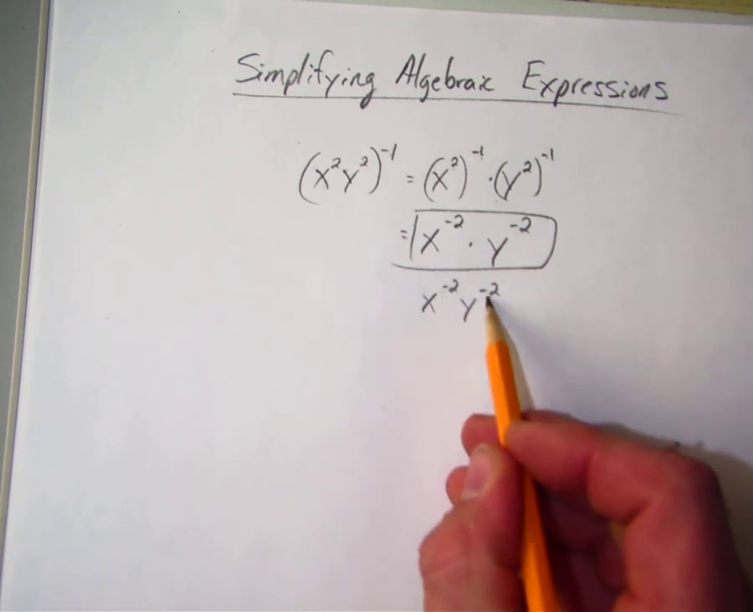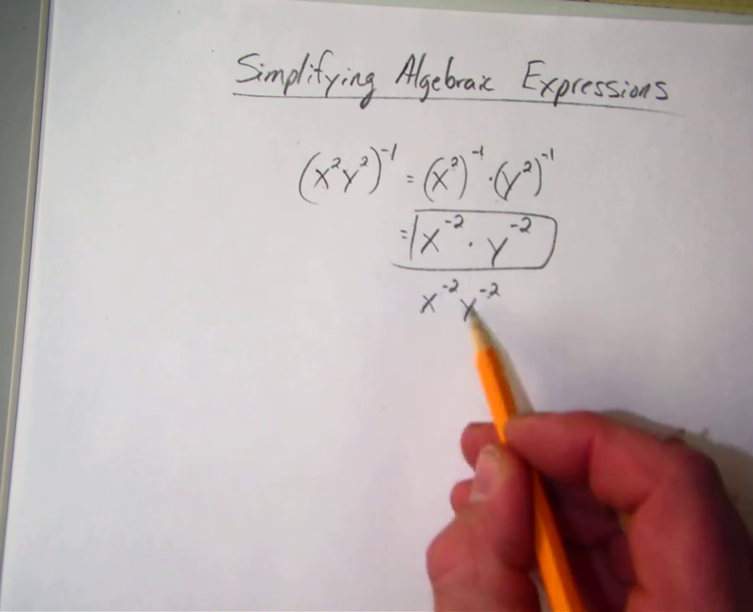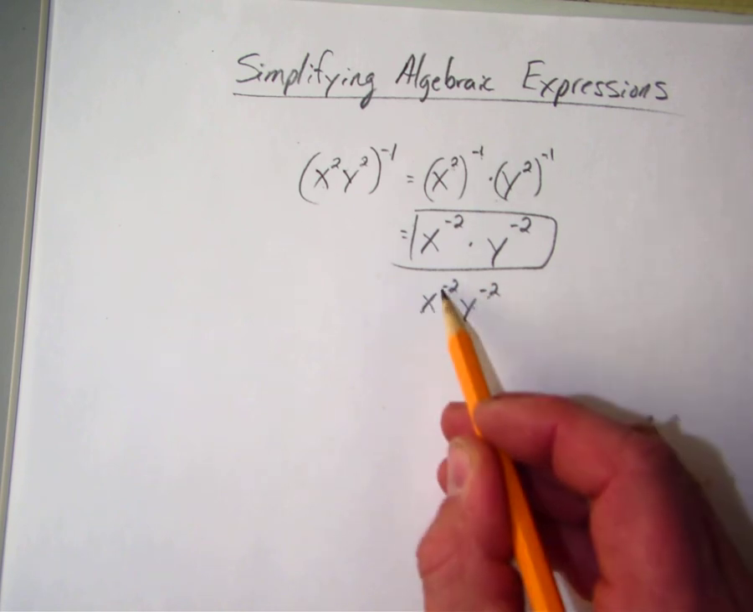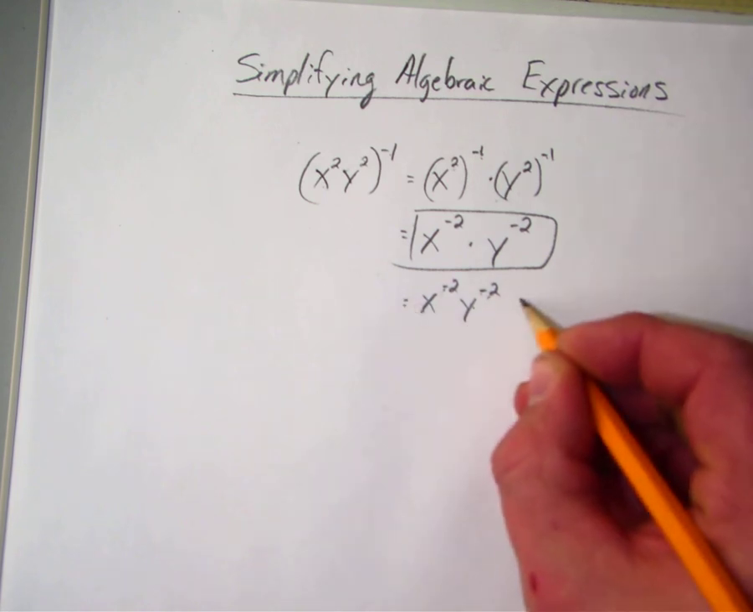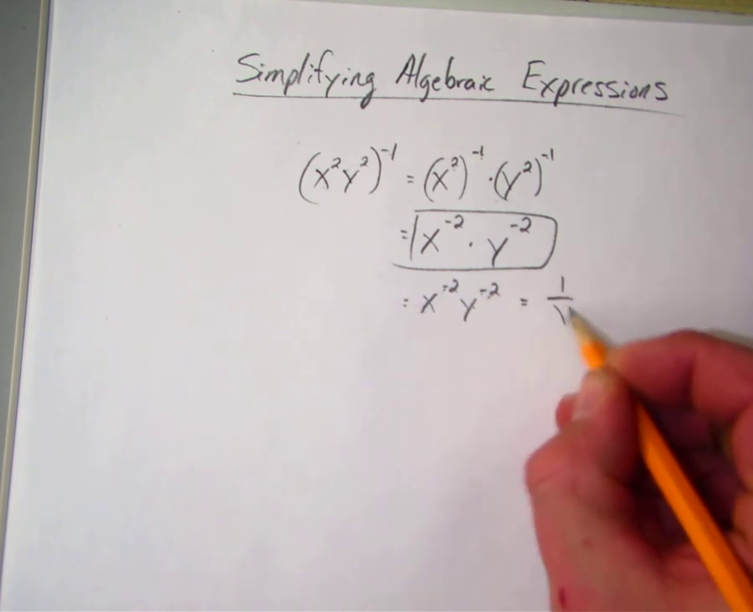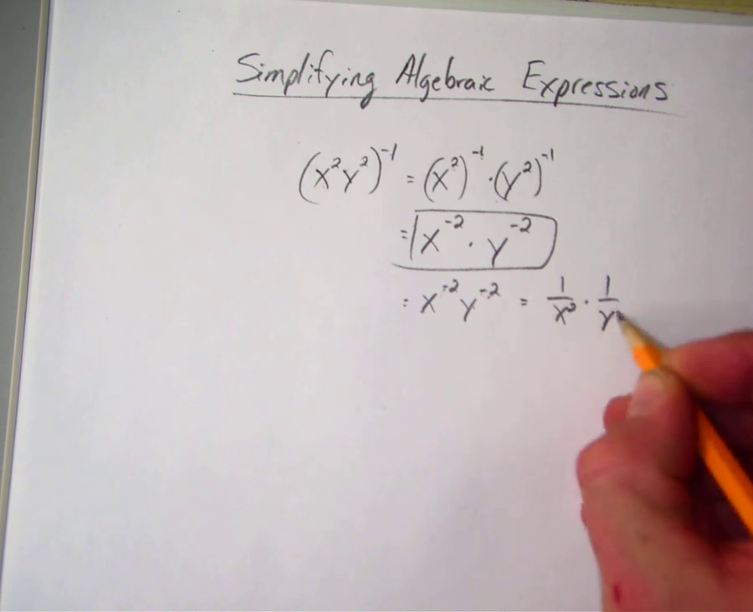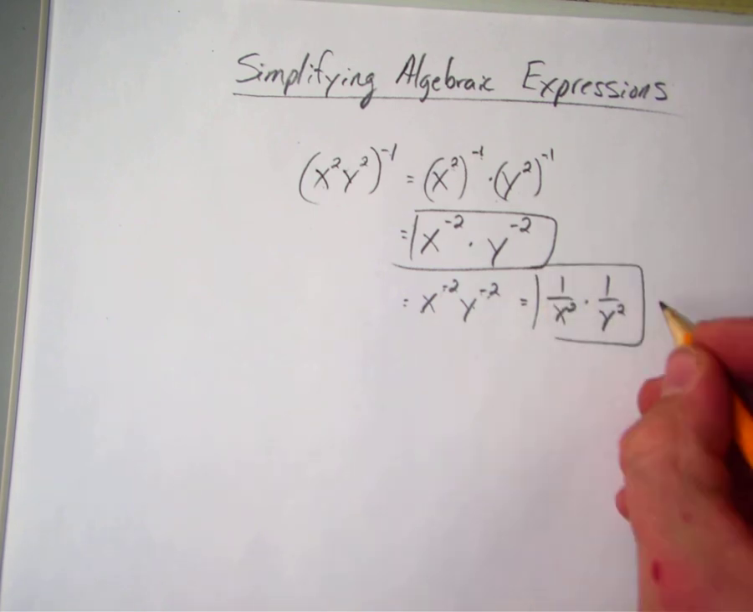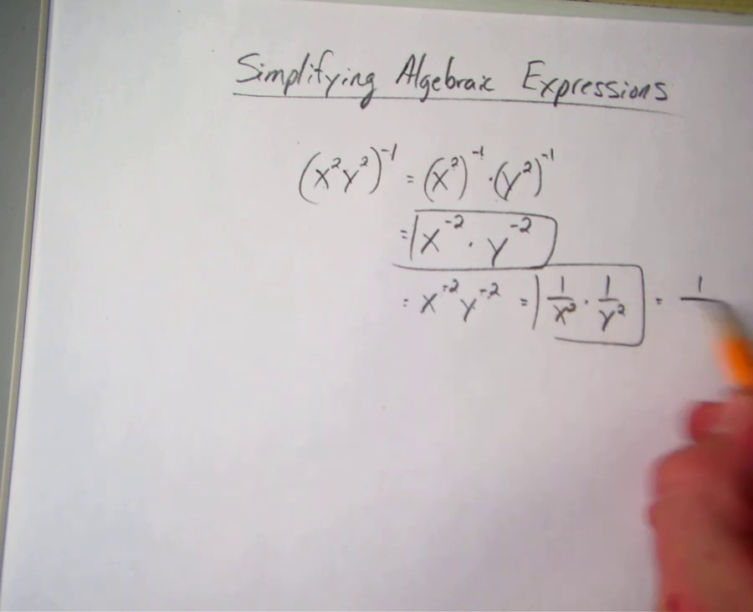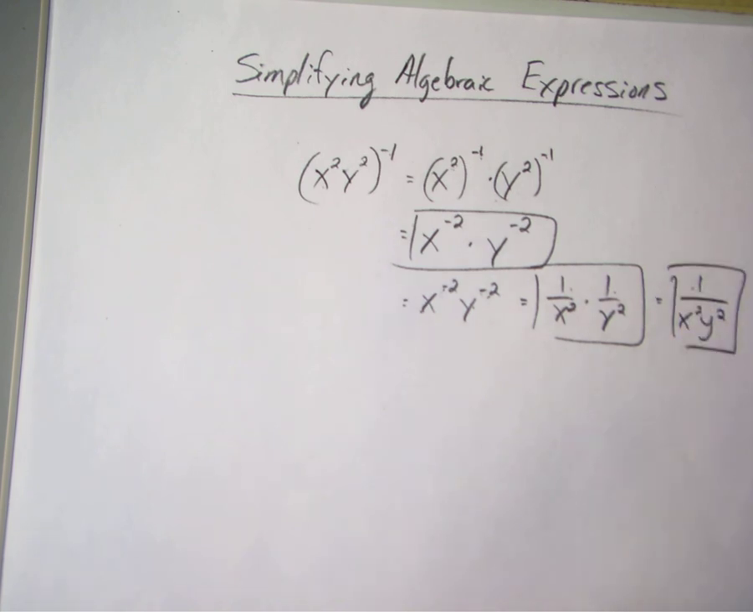Well, make one correction here. We can't have negative exponents. So that means I have to take the reciprocals for both of these, because that's what the negative exponent tells me to do. So this becomes 1 over x squared times 1 over y squared. Now you can leave it like that, or multiply across. 1 times 1 is 1. X squared times y squared is x squared, y squared. Therefore, you have your answer.